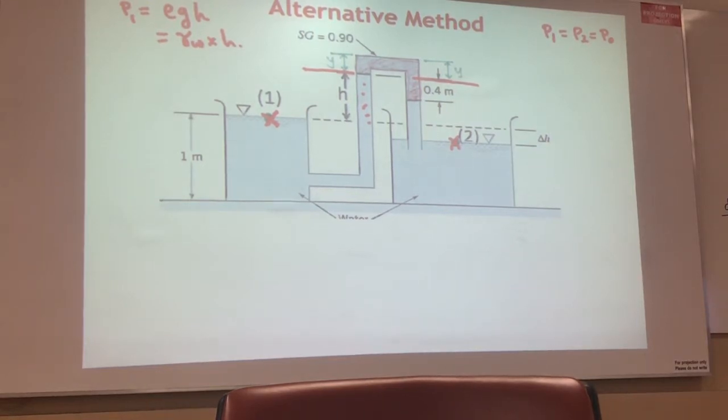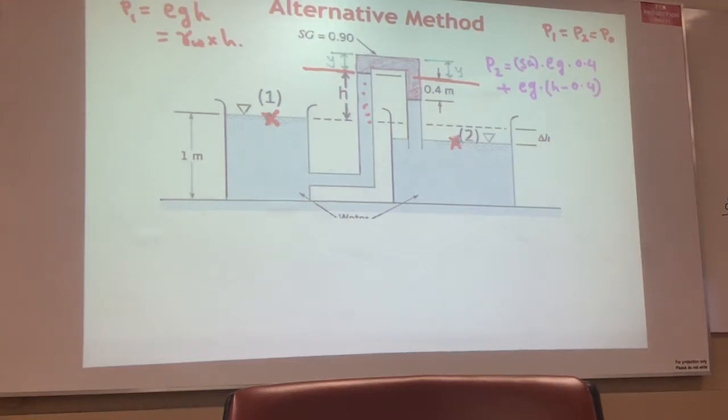What is the value of P2? Tell me. Here is P2. The value of P2 becomes, tell me, rho G H plus specific gravity, right? Times rho times G times H. What is the value of H? H plus 0.4, plus rho G of water times H minus 0.4, correct? Plus rho G delta H. So what can I write?